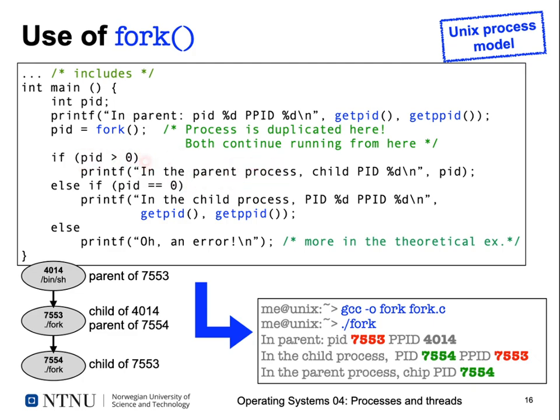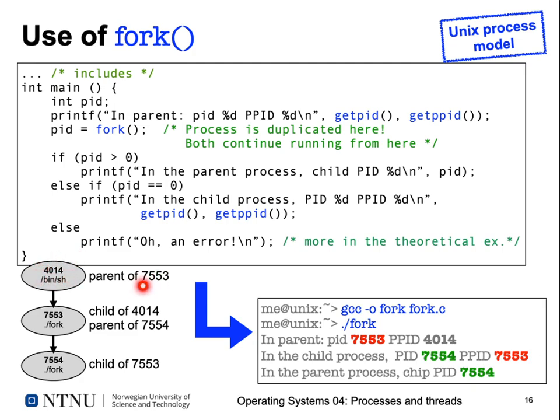And the parent process then also executes. It sees, okay, we got a process ID returned here, so it's larger than zero. So it prints I'm in the parent process, and my child process ID is obviously the same, it was just output by the child process. So we have this parent and child process hierarchy here. We have a shell with a process ID of 4014.